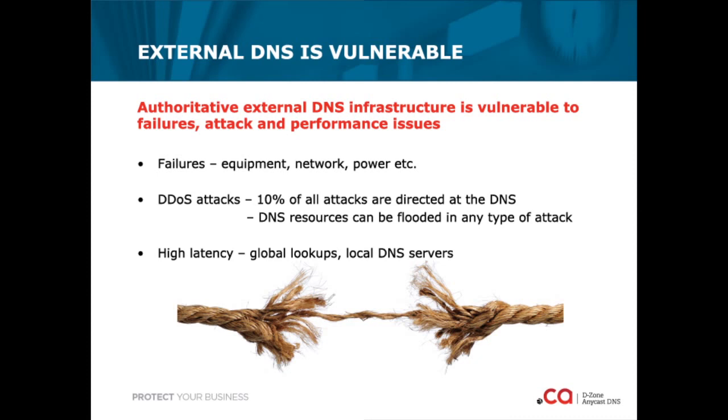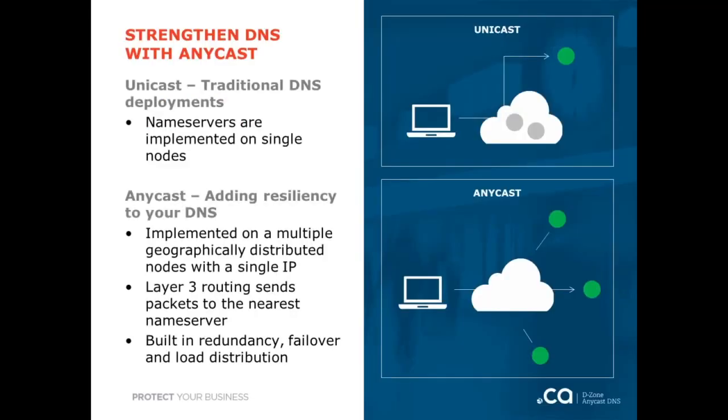Why? Because the external DNS is vulnerable. Your authoritative external DNS infrastructure is vulnerable to failures, attacks, and performance issues. Failures could be equipment or network outages. Attacks could be a DDoS attack directed at the DNS, or simply the DNS being flooded in the event of another attack. And finally, latency. Having DNS servers close to users reduces latency. It's not a big impact, but it's an impact. And when you add up all of the things it requires to load up a website today, everything you can do to reduce it is better.